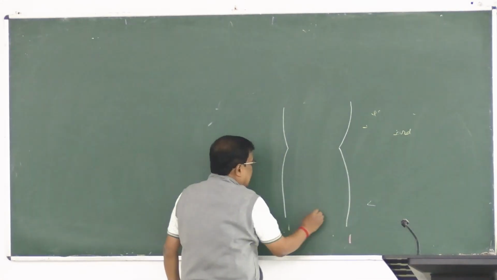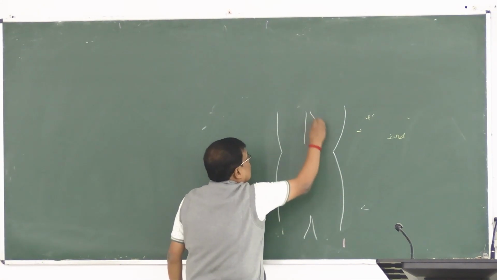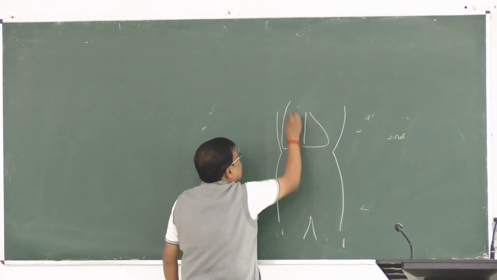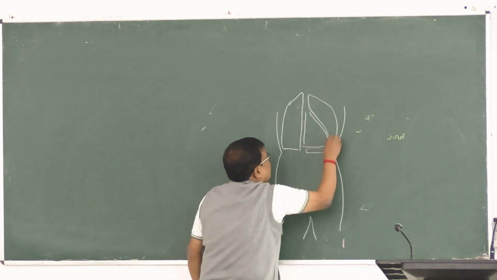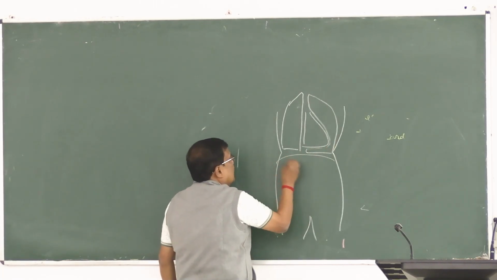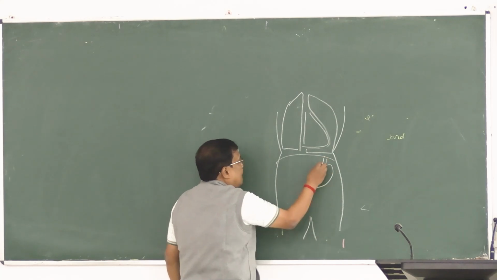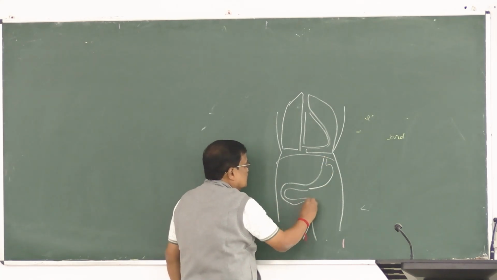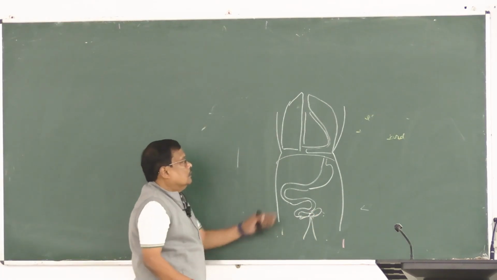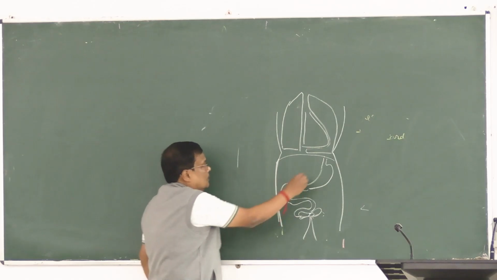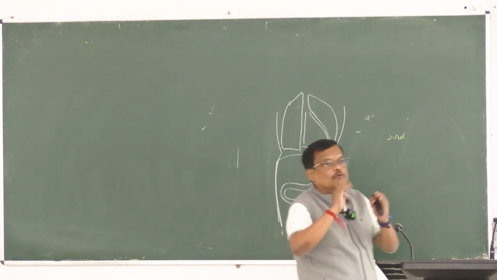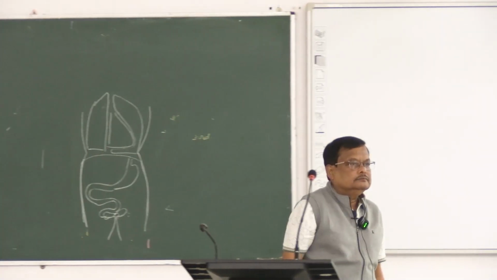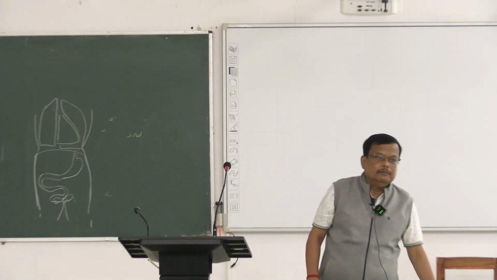This is the thorax, this is the abdomen. Heart is there, lungs are there, diaphragm and stomach, intestine are there. This is the abdomen. All these, heart, lungs, etc., are covered by a membrane. We call it peritoneal membrane.